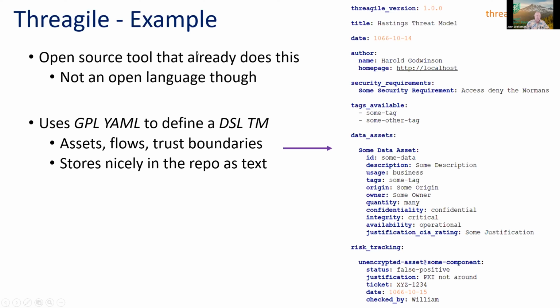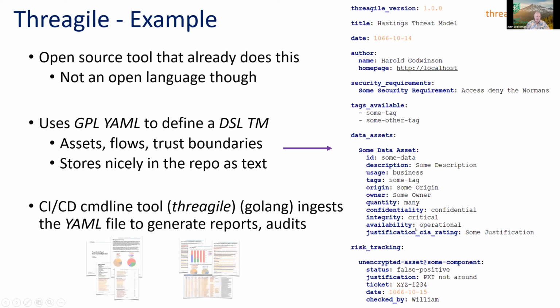So in addition, if you look at a full file, there's assets, there's flows, there's trust boundaries, and there's customizable things. That's key too. And you have these tags where you can build things that might make sense to your business and nobody else, right? It stores nicely in the repos as a text file, and it's CI/CD friendly. Threagile, that's the command tool's name, is written in Golang. It would ingest this YAML file, generate these wonderful reports on the fly, and you can do audits. And we're going to talk about why audits are important and why we need to be doing this. So Threagile is a great one. Highly recommend you take a look at it for the open source.